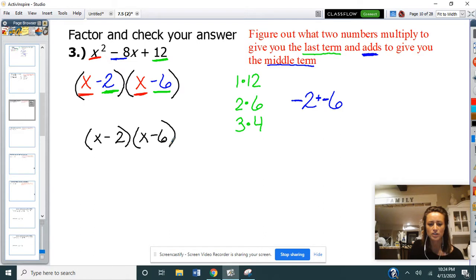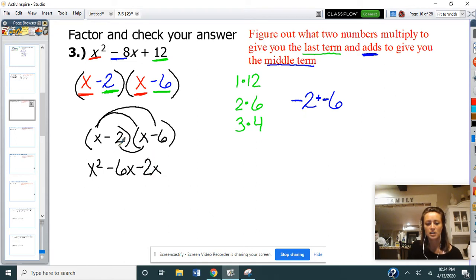This is our answer, right? This is the factored form. We need to distribute. X times x is x squared. X times negative 6 is negative 6x. Negative 2 times x is negative 2x. And negative 2 times negative 12. The two negatives make positive 12.